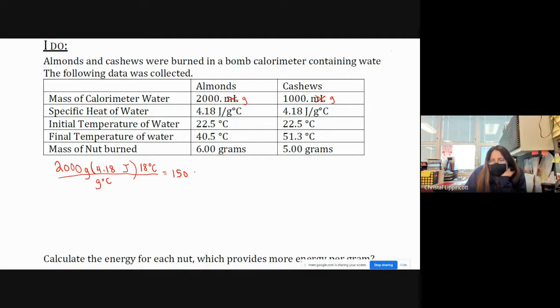Because it's in joules, right? But you made kilojoules, so you have to write 146.